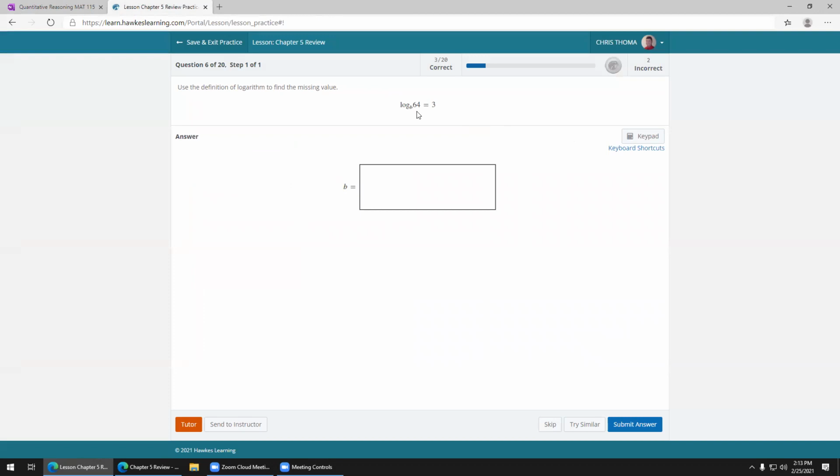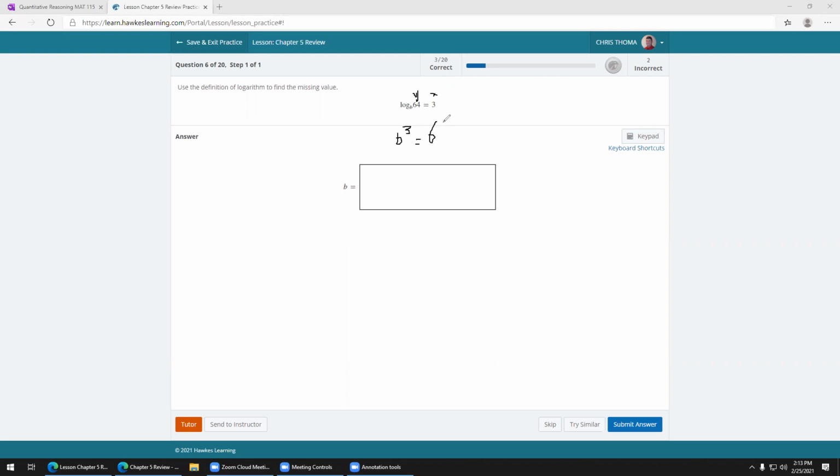So if I rewrite this problem, right? So this is x, remember, and this is y. So I rewrite this thing as b to the third power, because that's where x goes, equals 64.